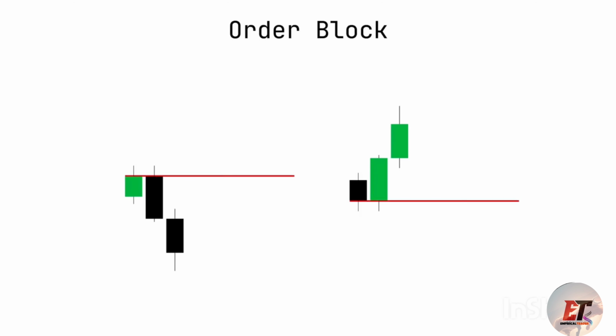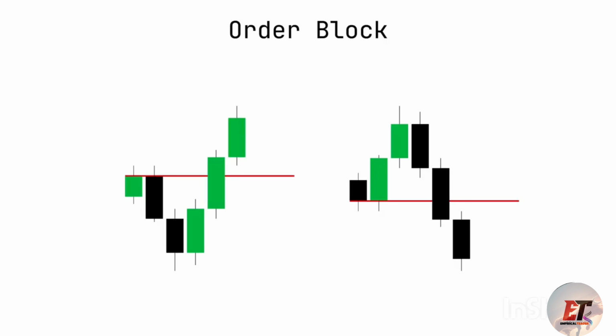How is the order block zone formed? The order block zone implies a breakout of the resistance level, buy plus sell candles, and a close above it for a bullish order block, and a breakout of the support zone, sell plus buy candles, and a close below it for a bearish order block.